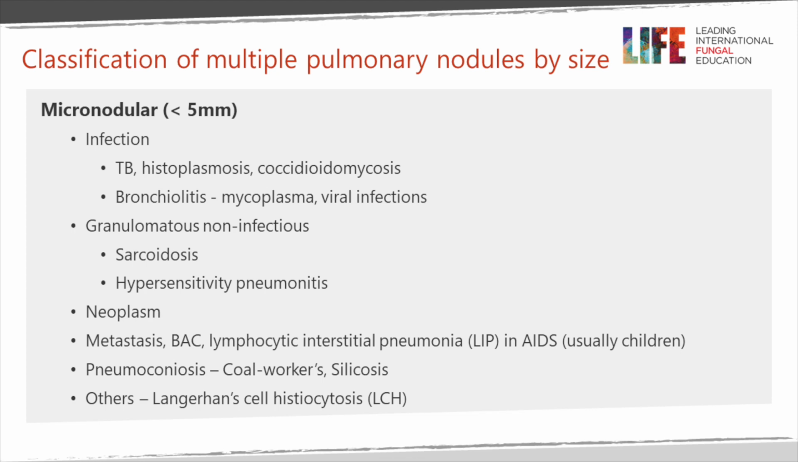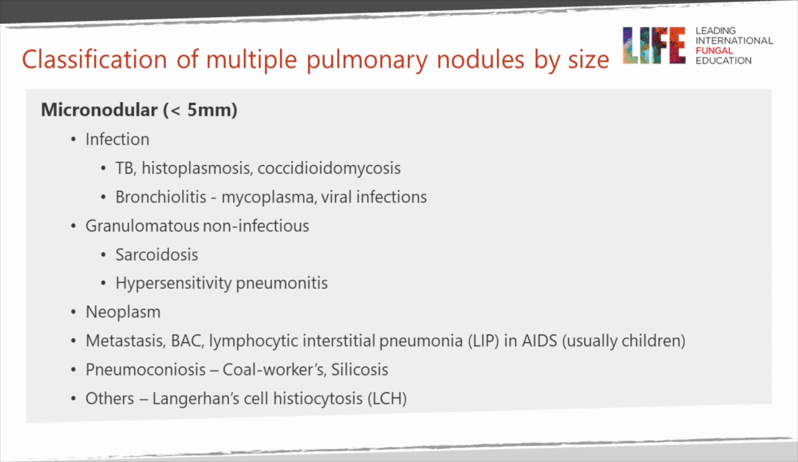We can also classify nodules by size. So these micronodular lesions, which include miliary TB, can also, similar things can also be seen in histoplasmosis and coccidioidomycosis. Clearly this is a geographical predilection, and knowing where the person has been living or possibly travelling to is very important. Small areas of nodularity are seen in bronchiolitis, viral infections and mycoplasma characteristically. We also see very small nodules with sarcoid and hypersensitivity, as I've already mentioned.